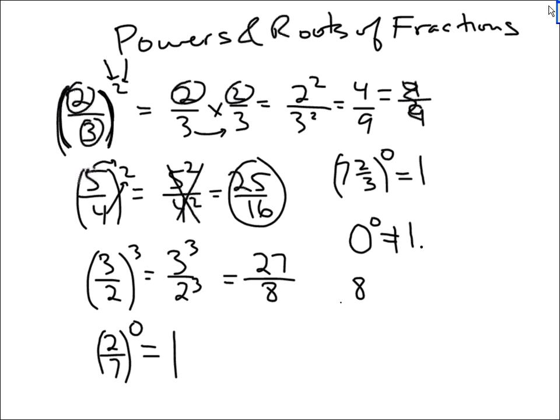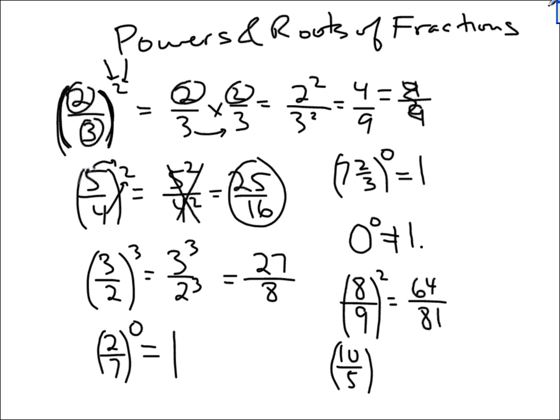Somebody asked me what 8/9 squared is. I think 8 squared over 9 squared. Somebody asked me what 10/5 squared is. I would say that's 2 squared, because what's in the brackets is 2. 10 divided by 5 is 2, and 2 squared is 4.